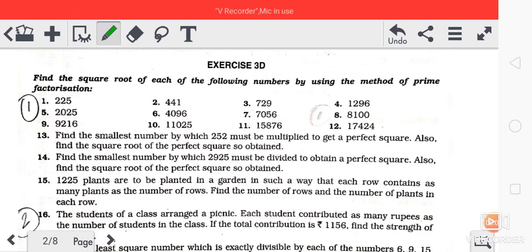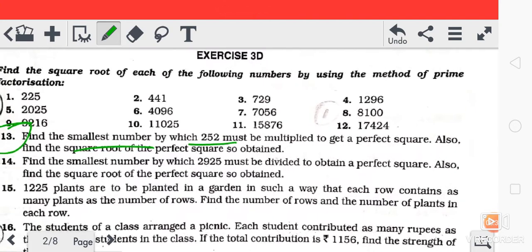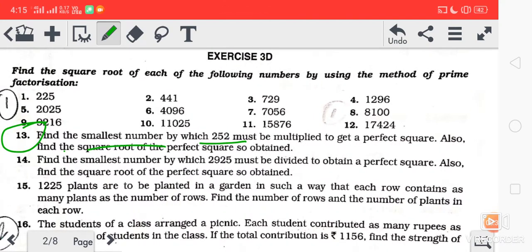So, in exercise 3D, we have already discussed the first part, find the square root by prime factorization method. This part we have done. Now, today we'll see question number 13. Find the smallest number by which 252 must be multiplied to get a perfect square. Also find the square root of the perfect square so obtained.